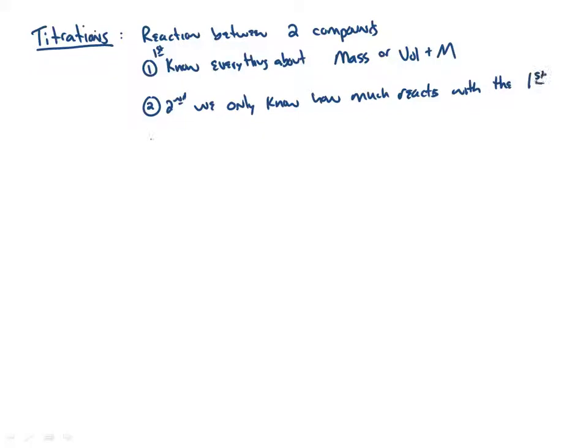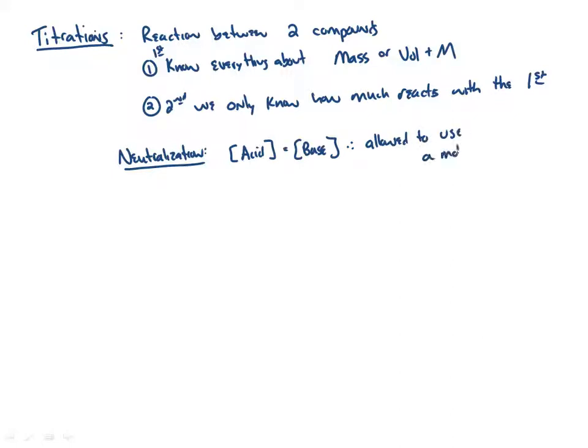But the key is that at the neutralization point, if we're doing acids and bases, the concentration of the acid equals the concentration of the base. Therefore, we're allowed to use a mole-to-mole ratio. We take something we know, mix it with something we don't know until they're exactly the same concentration, at least compared to a mole-to-mole ratio, and then we can figure out what we don't know about the other problem.